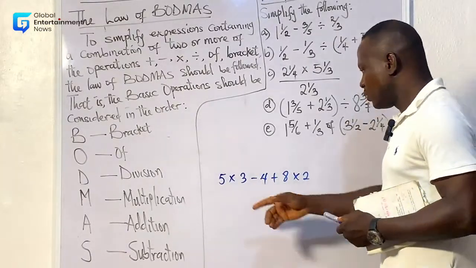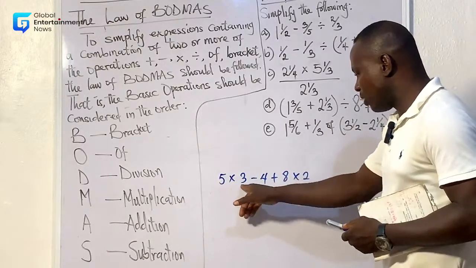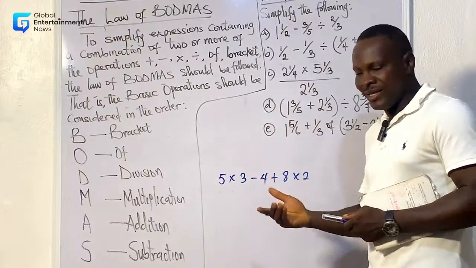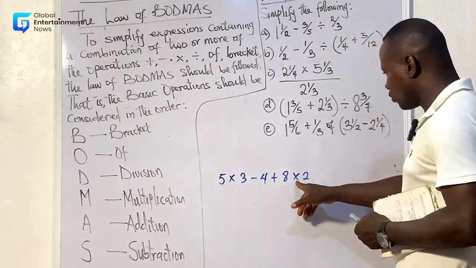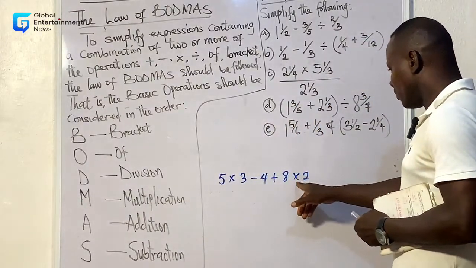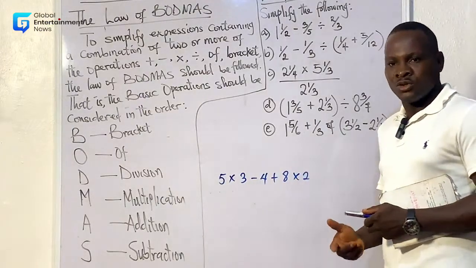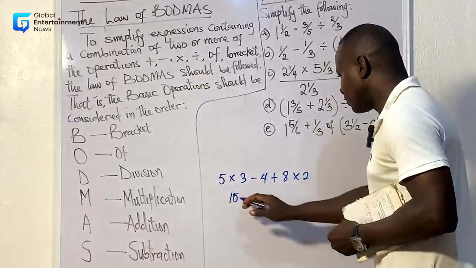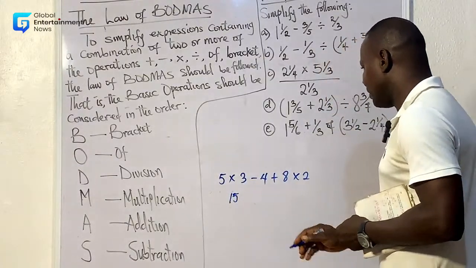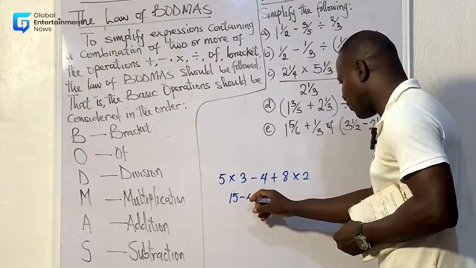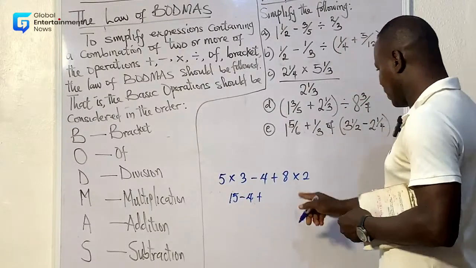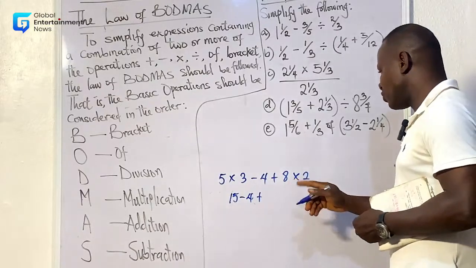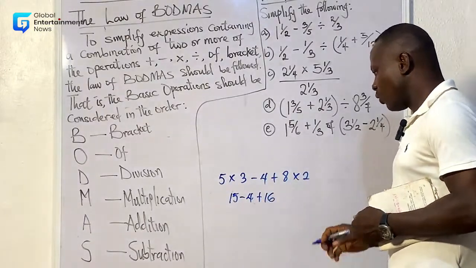If you look at these two numbers, 5 and 3, the multiplication sign is in between them. Looking at 8 times 2, the multiplication sign is in between. So 5 times 3 is 15. Then leave the minus 4, then plus, then this one also has multiplication. You deal with the multiplication first, so 8 times 2 is 16.